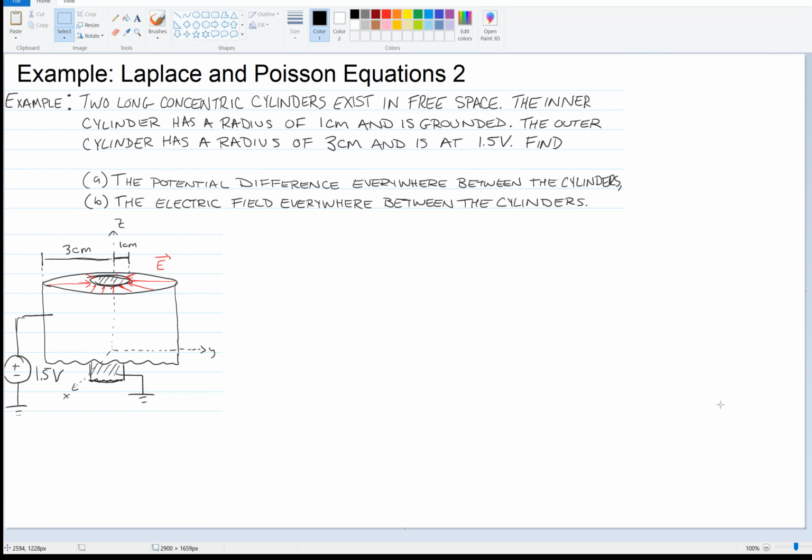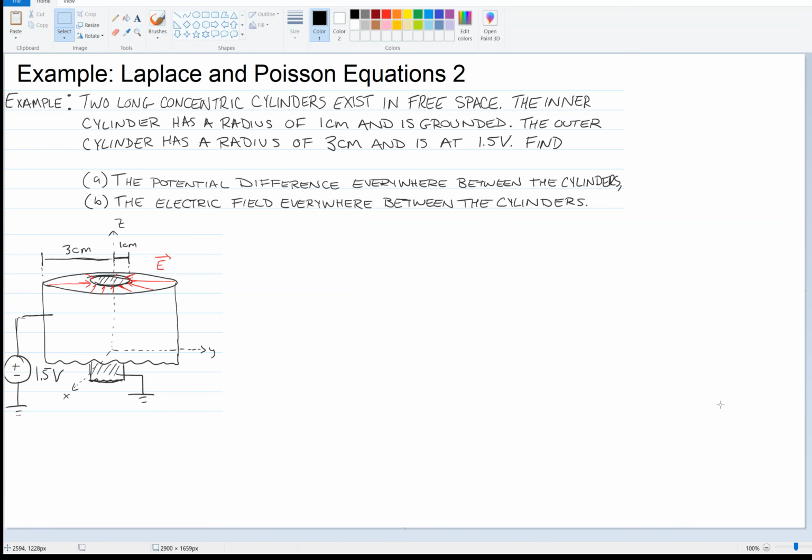Okay, this example is on the Laplace and Poisson equations. So, for example, two long concentric cylinders exist in free space. The inner cylinder has a radius of 1 centimeter and is grounded. The outer cylinder has a radius of 3 centimeters and is at 1.5 volts.